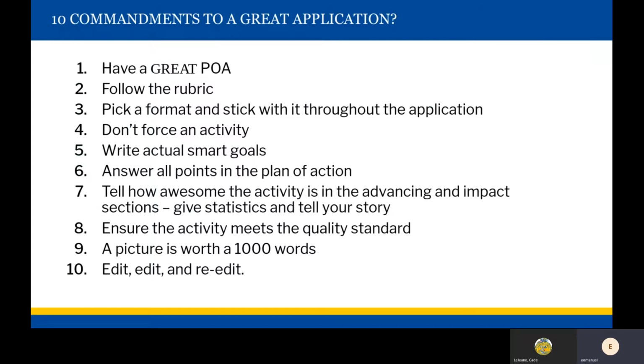And then make sure that you write actual SMART goals. We learn about SMART goals, and maybe our kids learn about SMART goals at camp and in their ag classes, but we really, really want to make sure that we are checking that those goals are actually SMART goals. Answer all the points in the plan of action, which I'll show you. Tell how awesome the activity is in the advancing and the impact sections. Give statistics, tell your story. Ensure the activity meets the quality standard that you chose for it. And then with the pictures, a picture is worth 1,000 words. It gets you everything that you couldn't say in other places in the application. And then make sure that you give yourself time to edit and re-edit.